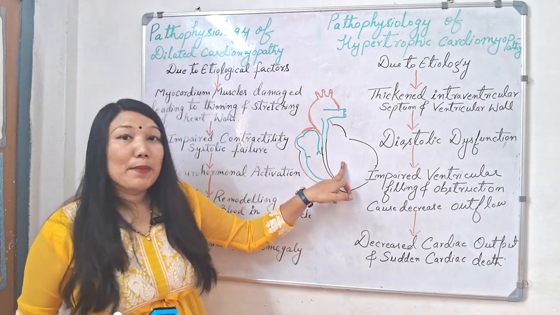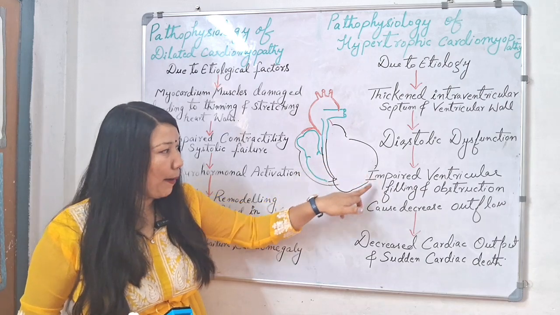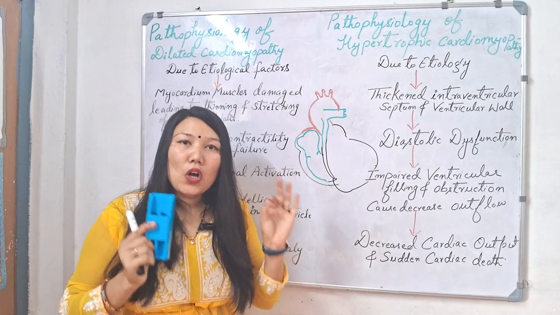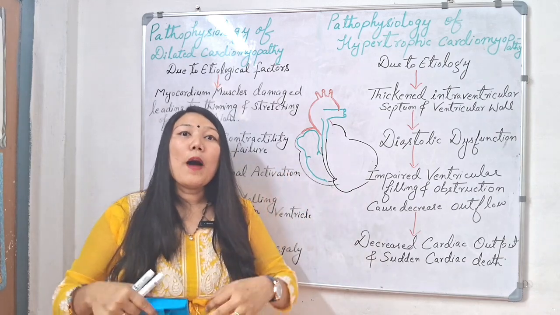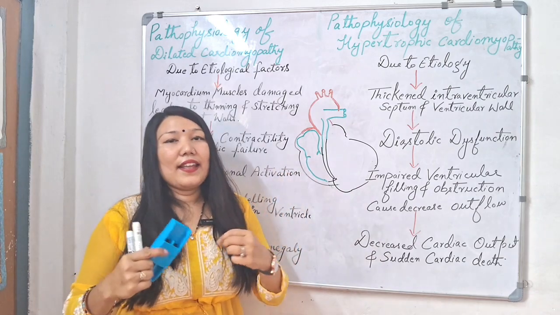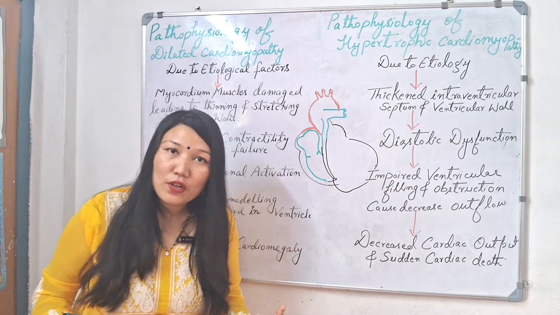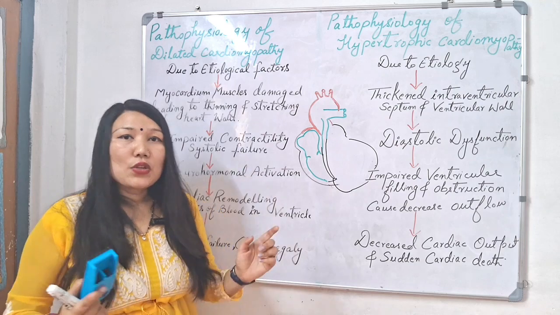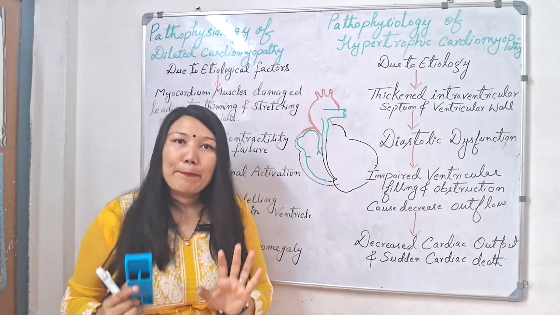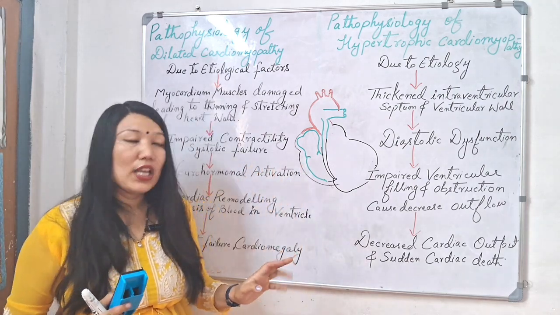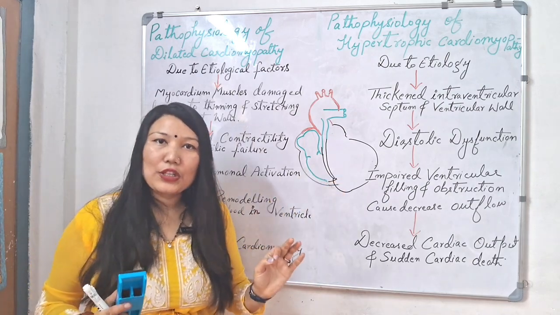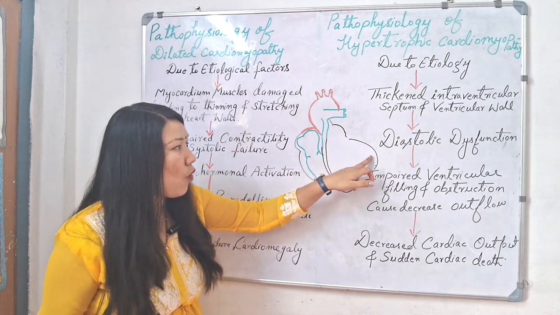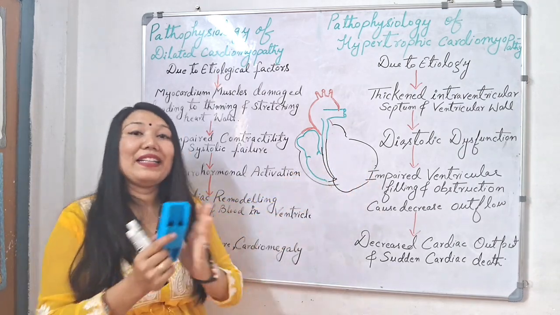In this diagram I have shown the left ventricle stretched out. Why am I taking the left ventricle only? Because the left ventricle does more function in our body, and there are several cases in which the patient has suffered from left ventricular cardiomyopathy only. This cardiomyopathy can happen in any chamber of our heart, but I am discussing left ventricular dilation. Due to the etiological factors, our left ventricle wall has been stretched out and dilated.